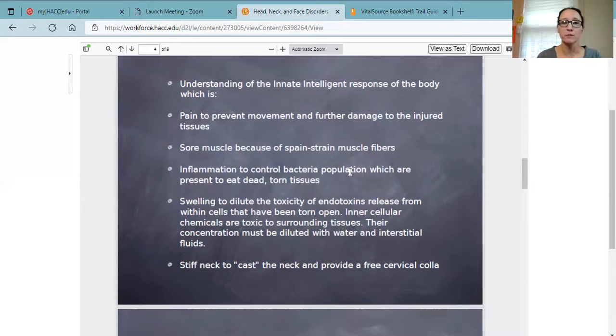It controls the bacterial population that arrive to eat the dead, torn tissues, and also the histamine initiates the swelling in order to stop bleeding in an area. So it swells the blood vessels so that they start getting sticky and stop bleeding. Well, without going into that, we'll go into that in physiology. I'm getting ahead of myself. Anyway, long story short, all of this is for a reason. It's your body's way of preventing further injury and healing the injury that's there. That's why it swells and that's why it hurts.